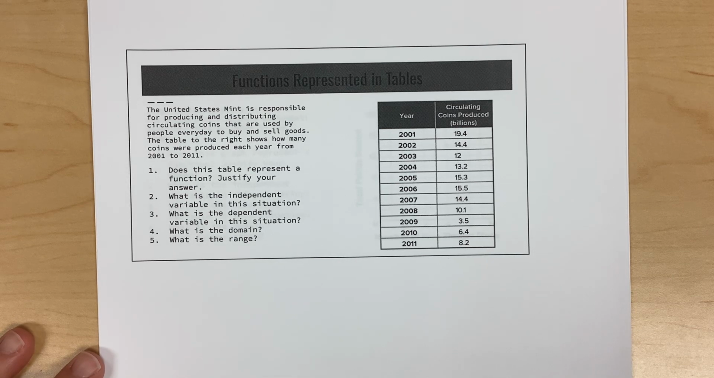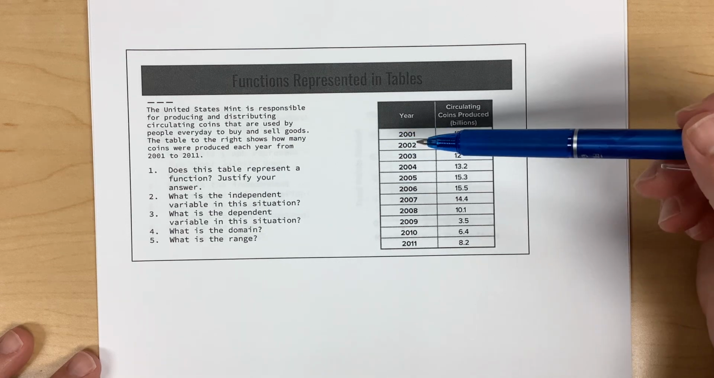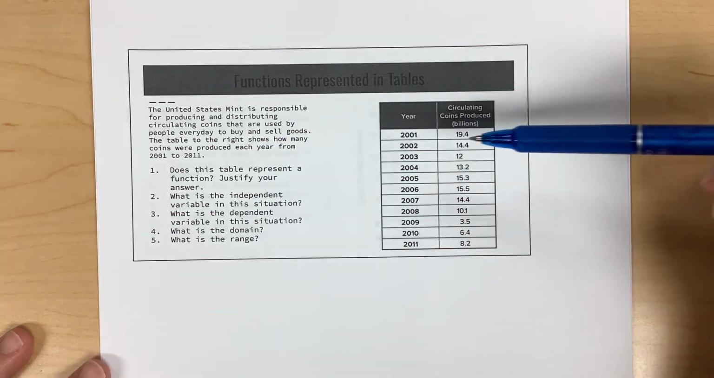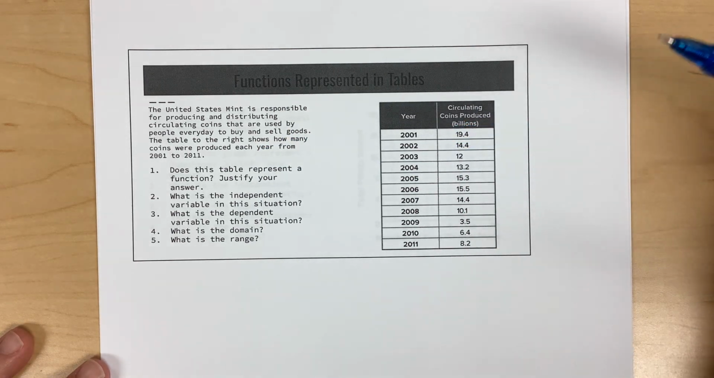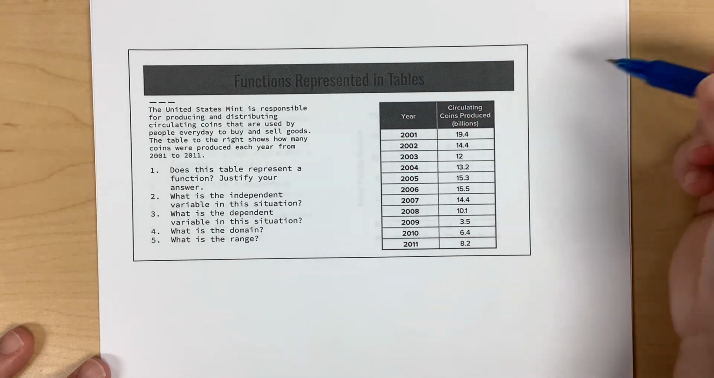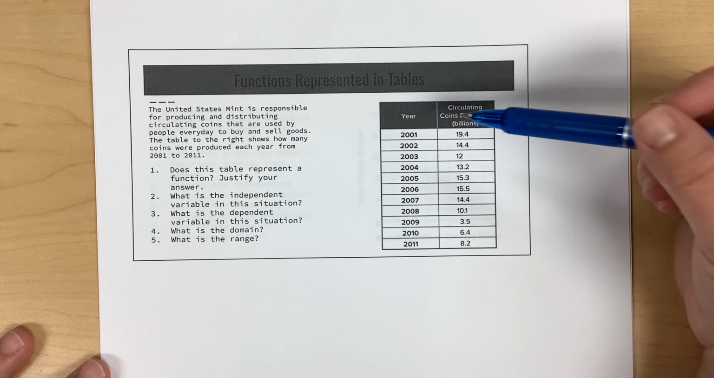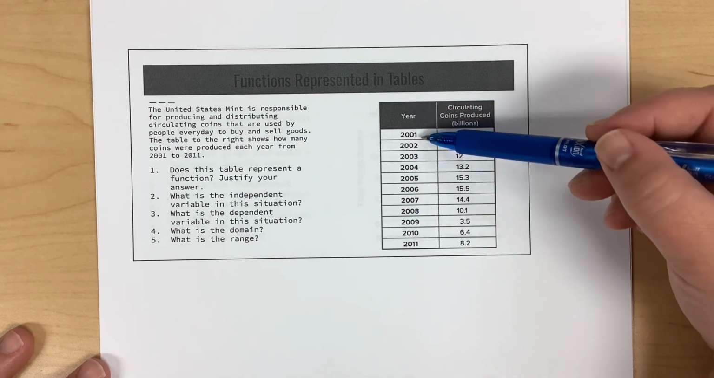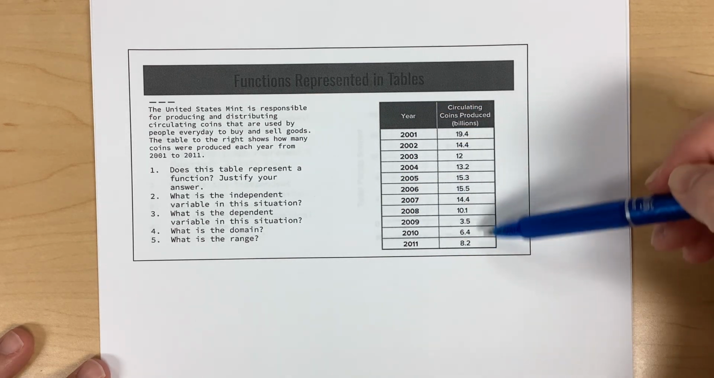It says the United States Mint is responsible for producing and distributing circulating coins that are used by people every day to buy and sell goods. The table to the right shows how many coins were produced each year from 2001 to 2011. First question, does the table represent a function? Justify your answer. Well, remember that a table represents a function if each input has exactly one output.